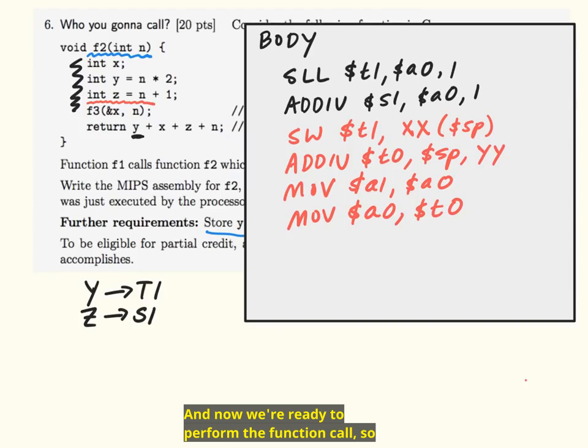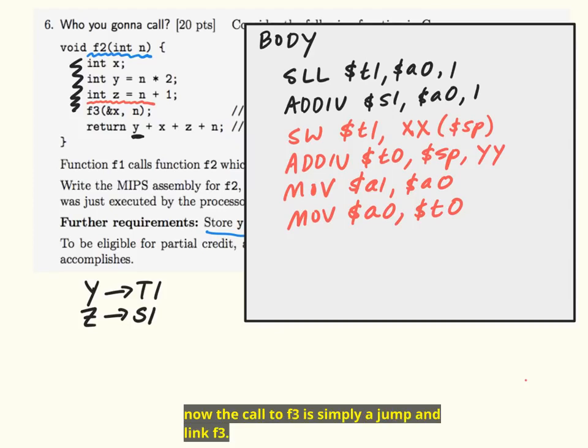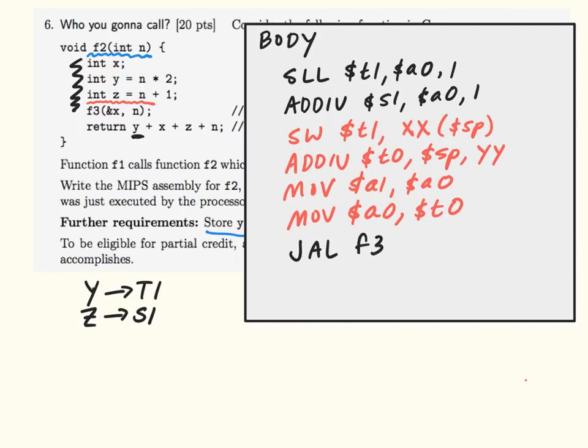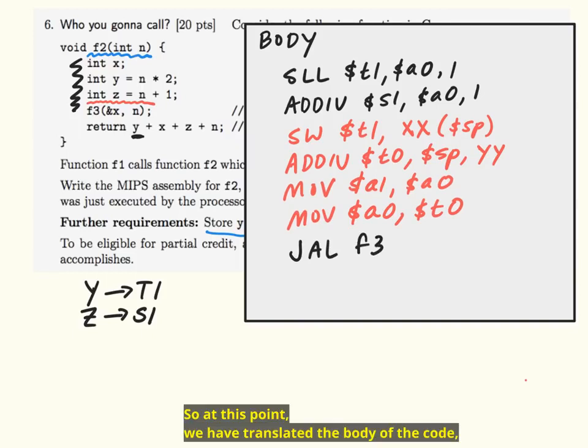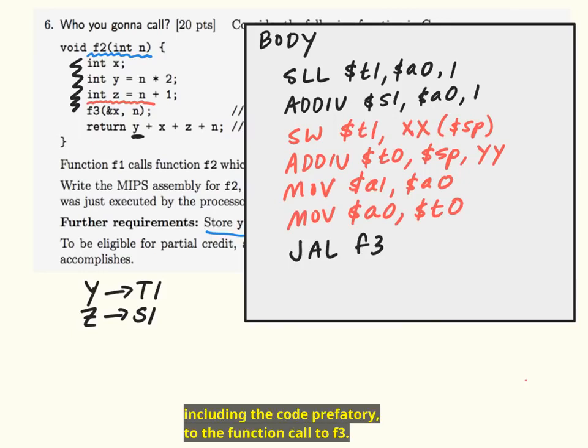So now the call to F3 is simply a jump and link F3. Okay, so at this point we have translated the body of the code, including the code preparatory to the function call to F3.